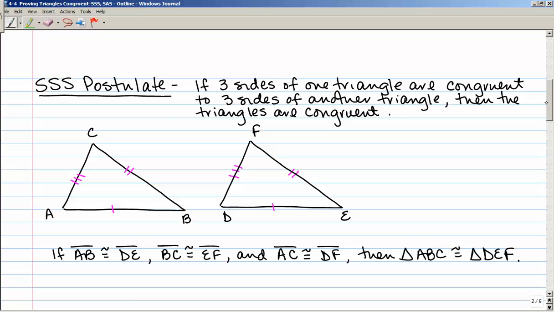The first is the SSS postulate. If three sides of one triangle are congruent to three sides of another triangle, then the triangles are congruent. And as you can probably figure out, SSS stands for side, side, side. So, here we have triangle ABC and triangle DEF. If AB is congruent to DE, BC is congruent to EF, and AC is congruent to DF, then triangle ABC is congruent to triangle DEF.